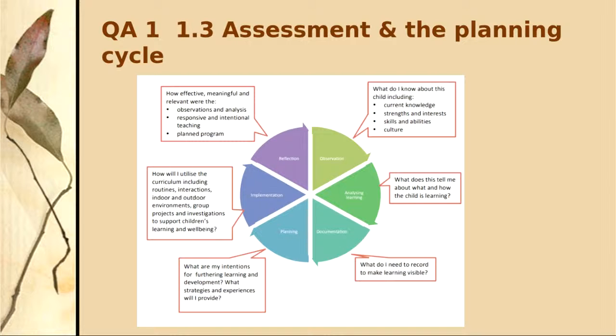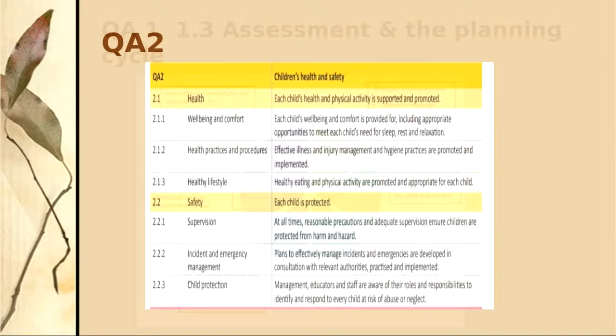Okay, and how effective, meaningful and relevant were these observations and analysis of those observations, responsiveness and intentional teaching, and planned programs? So again, this is something that reflects the cycle encapsulated in the Early Years Learning Framework that we looked at last week. So this is quality area 2. You're going to be writing a paragraph on this in your first assignment, situational analysis as well.